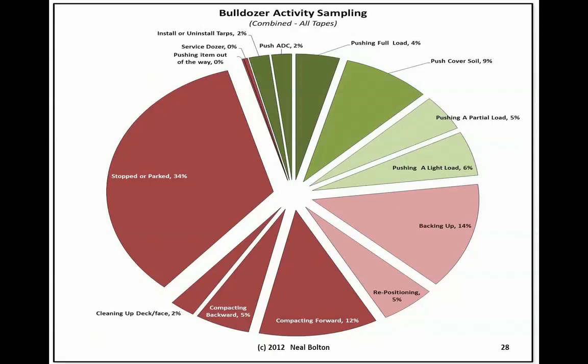And this pie chart here, this activity sampling chart for the bulldozer, is very typical. We typically will see that a bulldozer spends only a small part of its time actually in productive work.